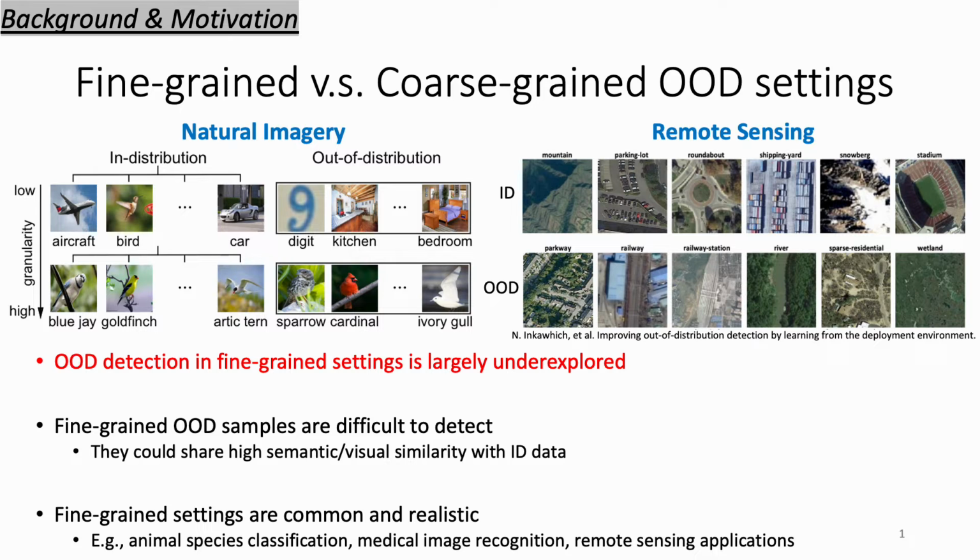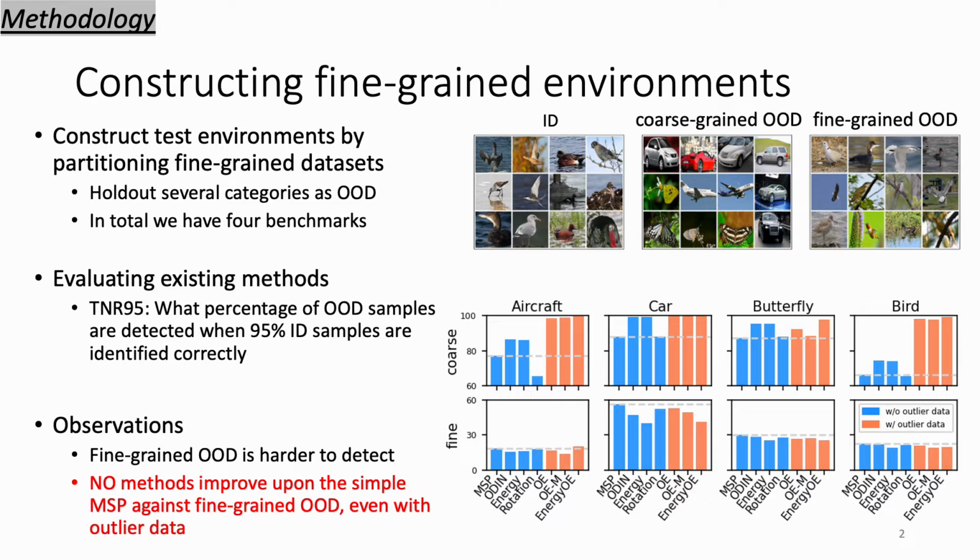For example, imagine when a bird classifier sees novel bird species, the high semantic and visual similarity can cause great difficulty for detectors. Meanwhile, many application scenarios like remote sensing inherently have fine-grained attributes. So in this work, we aim to closely investigate OOD detection in fine-grained settings. What we first do is that we carefully construct 4 fine-grained OOD test environments by partitioning public fine-grained datasets.